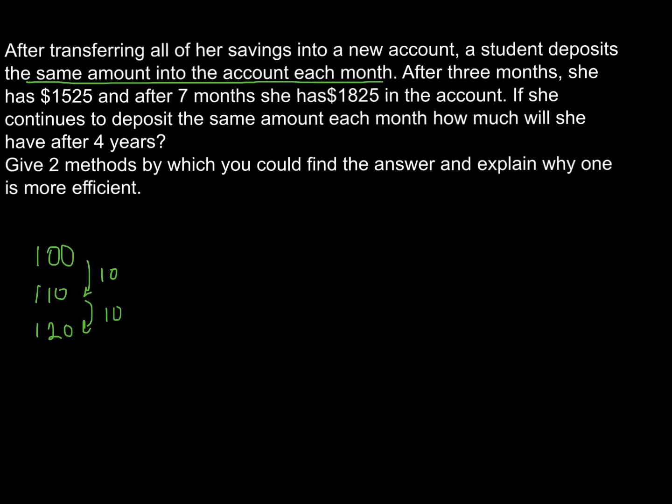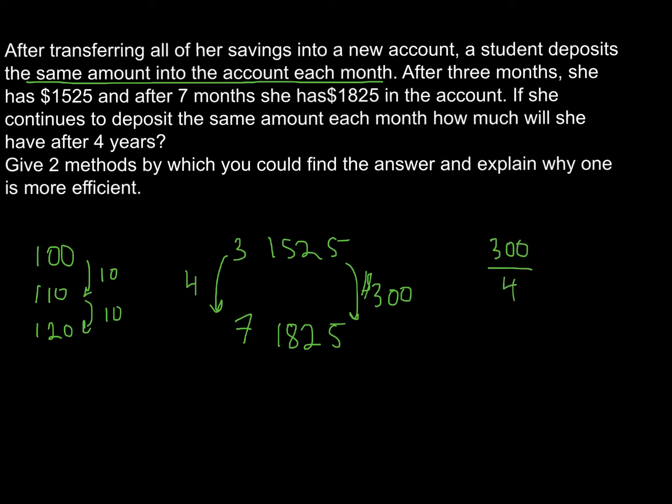Here we've got to actually figure out what that difference is, and you can use the information given. So after 3 months, there's $1,525 in the account, and after 7 months, there's $1,825. And so that is a change of $300, and that occurs over 4 months. So if you were to figure out how much is going to happen every month, you'd have to take that $300 and divide it by 4. Okay? And so that will be the amount that she's putting in each month.